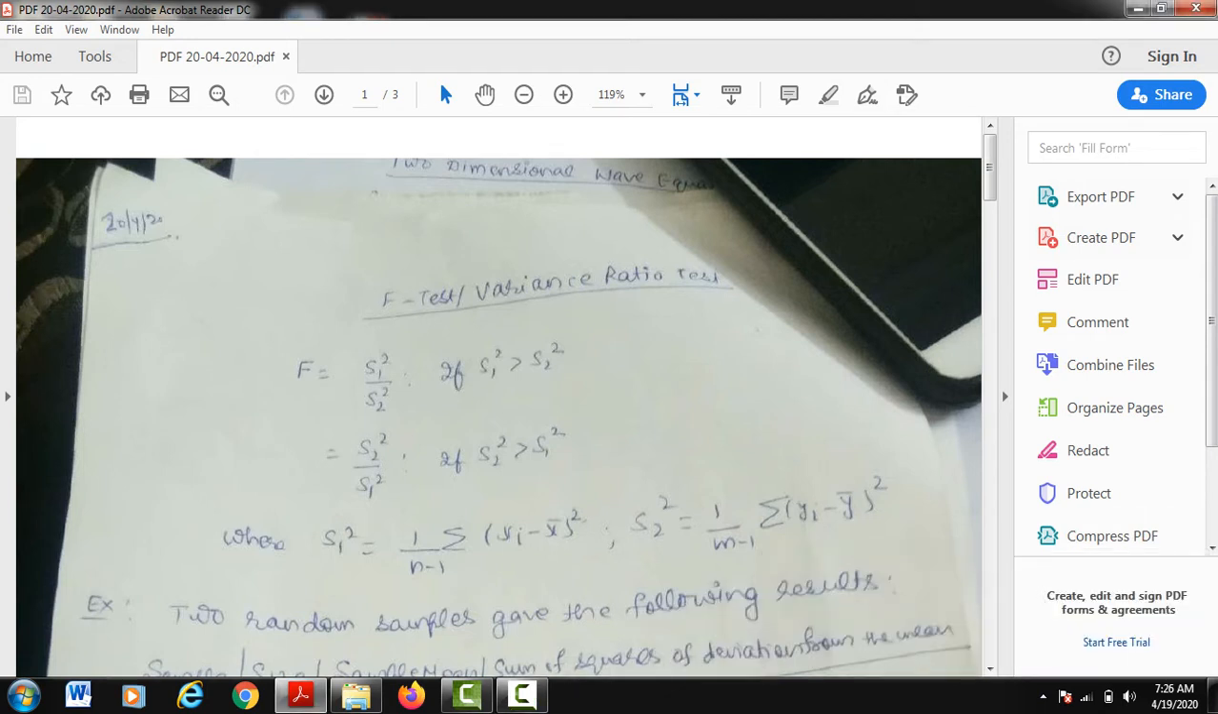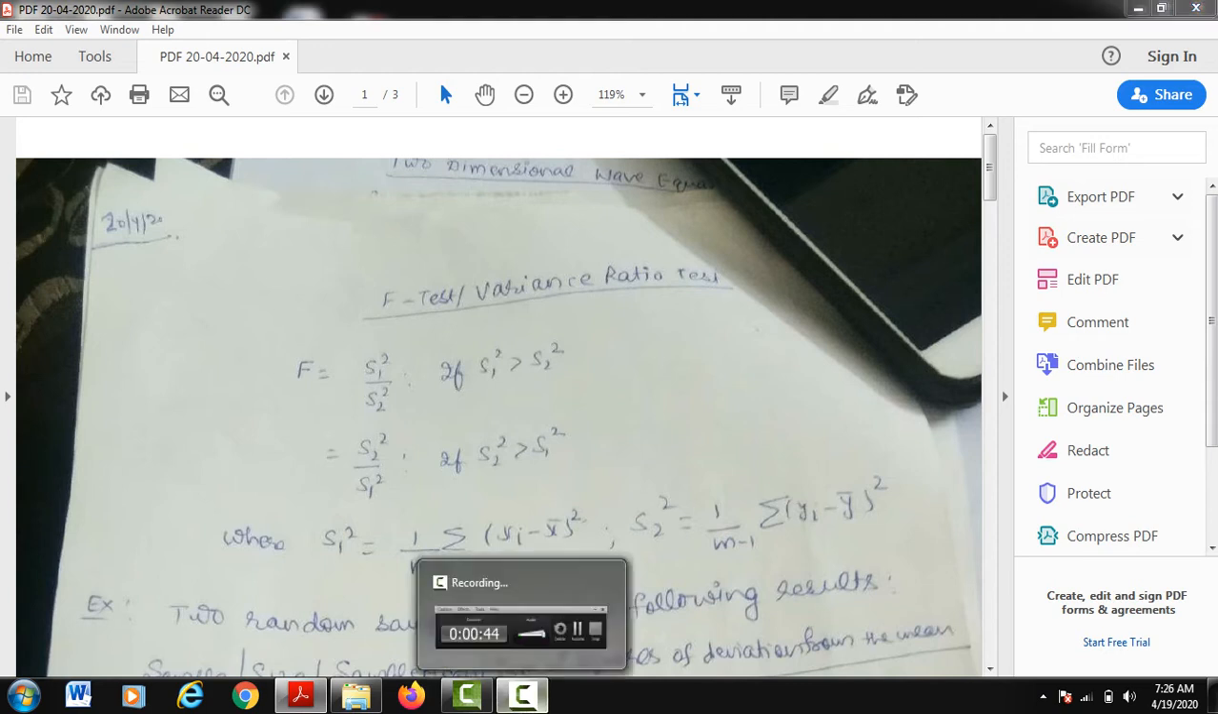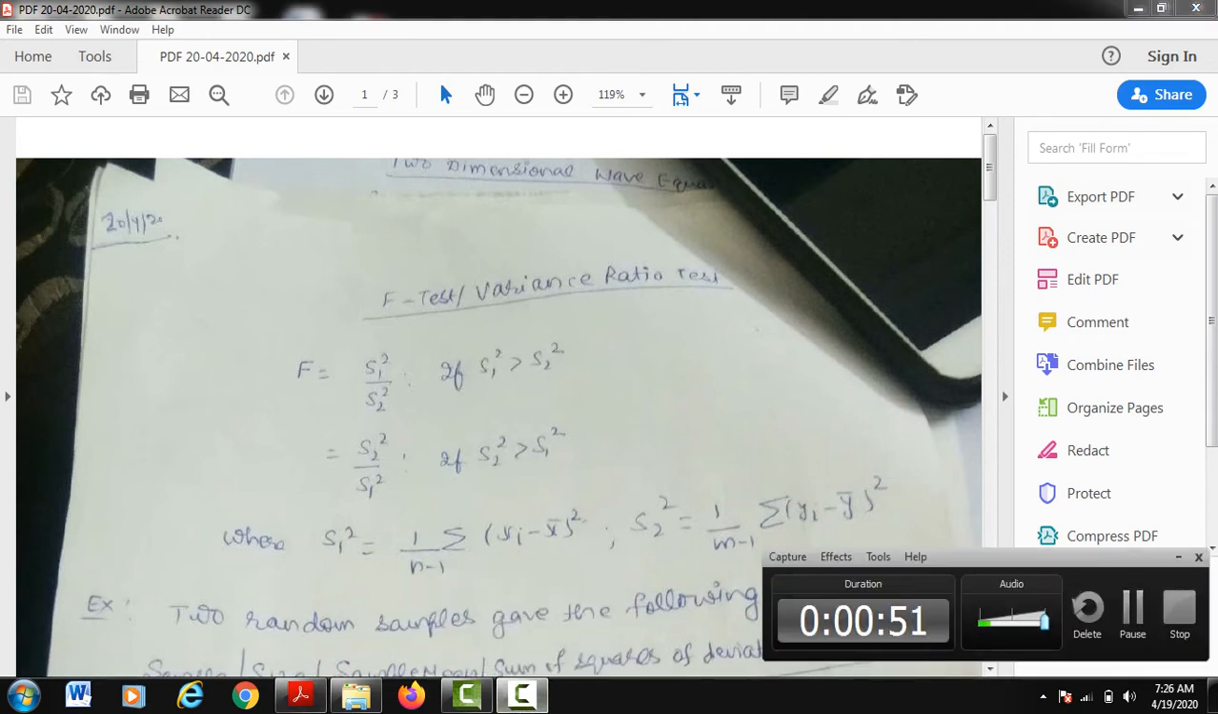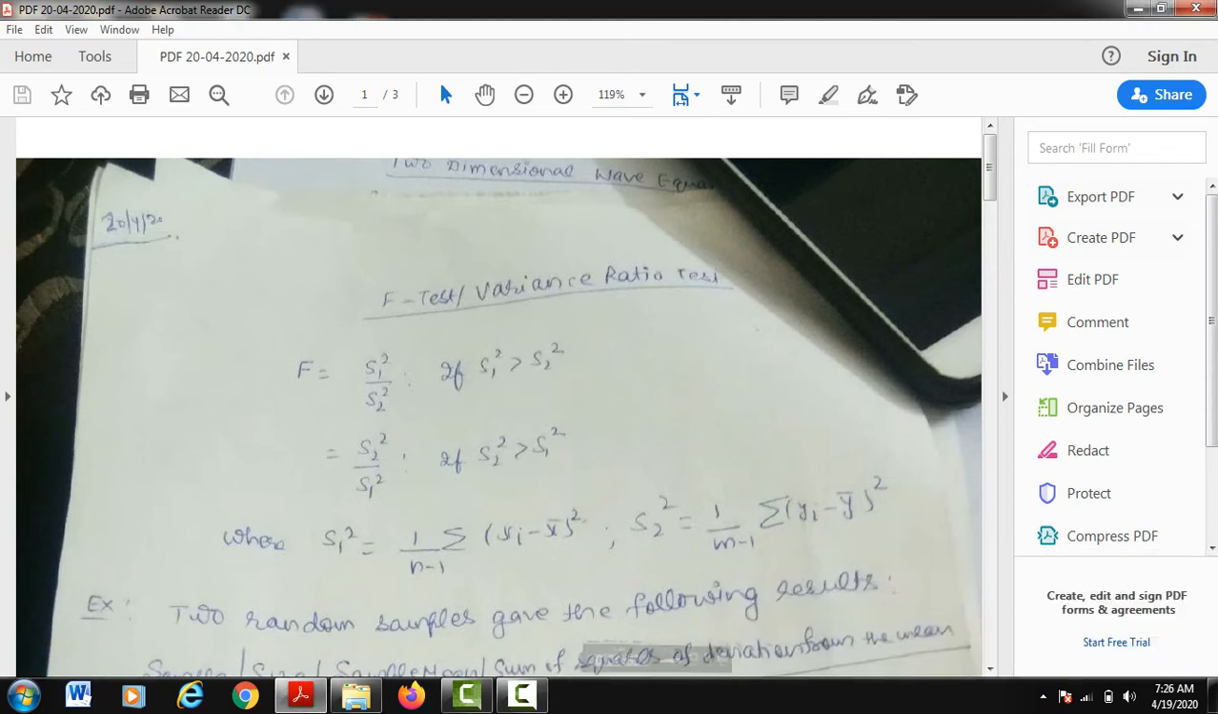So students, for F test, as we know, the samples have been categorized into two parts. One is small sample and the other is large sample. The small samples are basically those samples whose size is less than 30, and the large samples are considered as those samples having more than 30 observations.